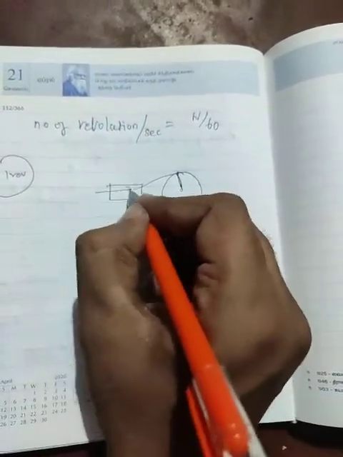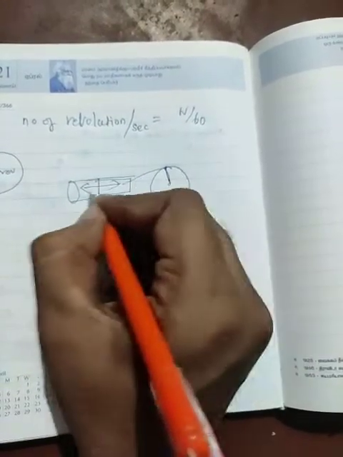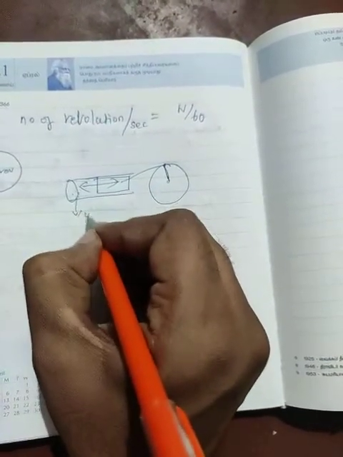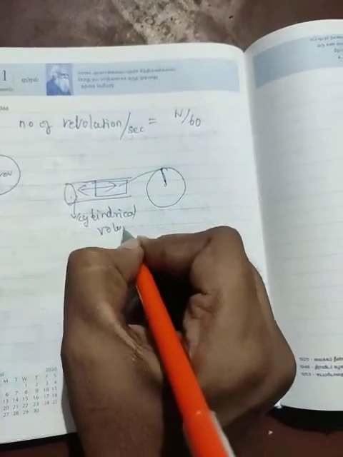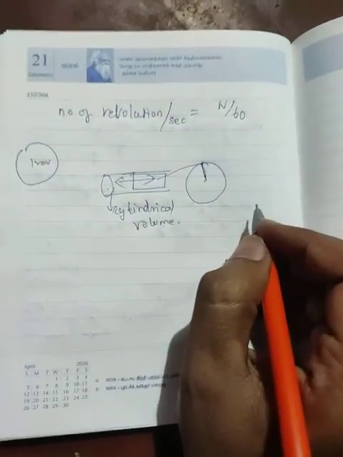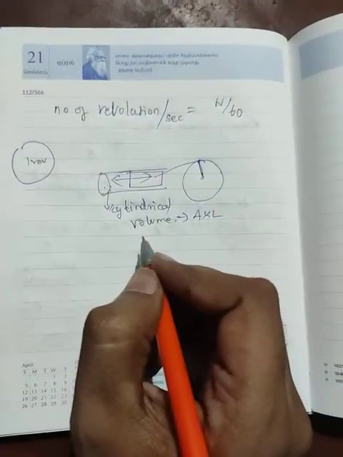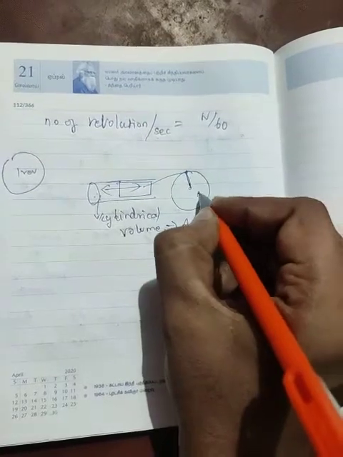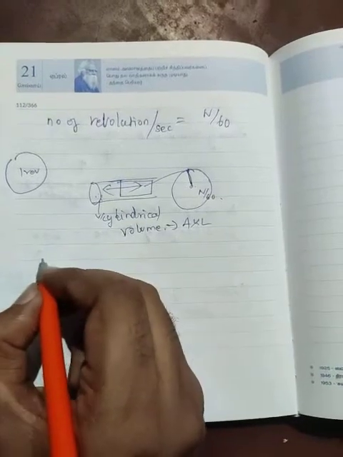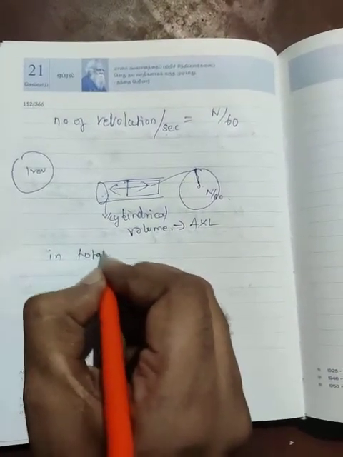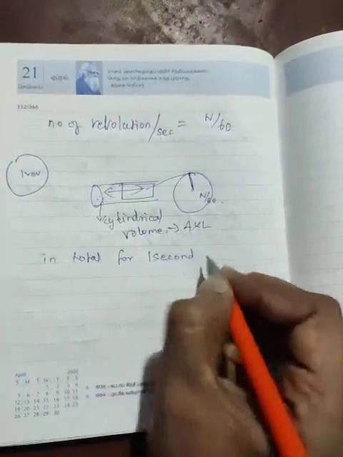So for one revolution, AL is the volume. For n revolutions, n into AL will be the volume. But n is measured in terms of RPM, rotations per minute, so we have to calculate rotations per second. For that, we divide by 60, n divided by 60. So for one revolution, the cylindrical volume is AL. For n by 60 revolutions, the volume available is AL into n divided by 60, which is nothing but the volume of water delivered every second by the single acting reciprocating pump.